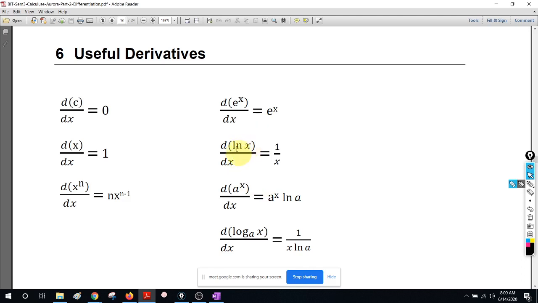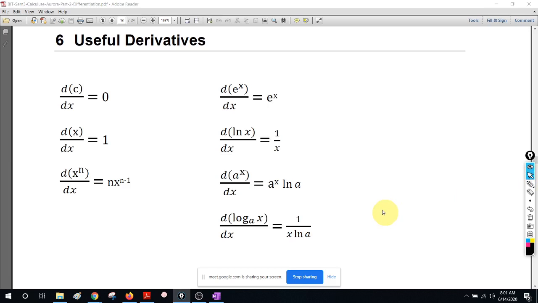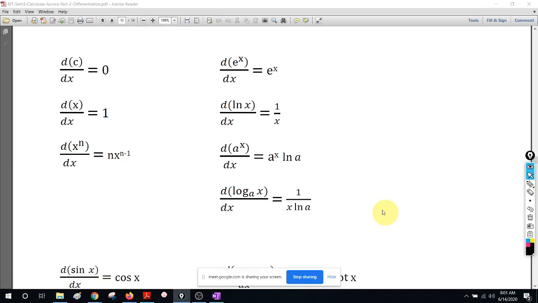Then the derivative of ln x is 1 over x. ln x means log to the base e of x. Then the derivative of a to the power x is a to the power x ln a. The derivative of log base a of x is 1 over x ln a. Now remember, ln means log e. Those things you have to remember. The proofs, of course, we are not going to do for you. If you are interested, you can see them on YouTube.